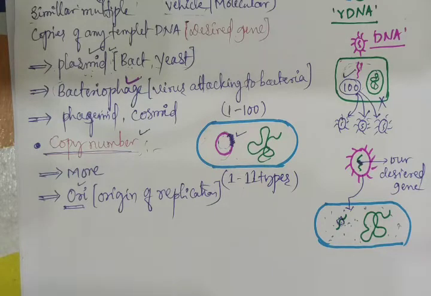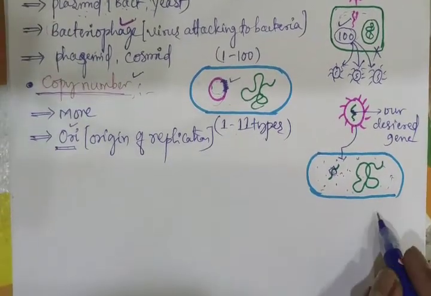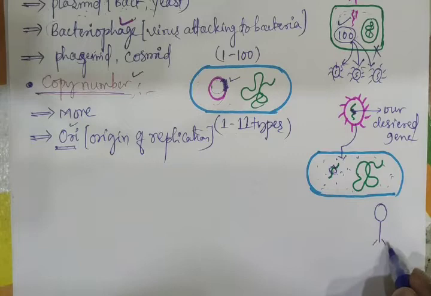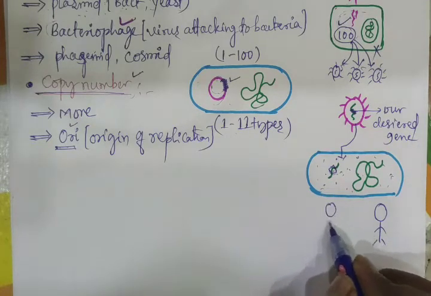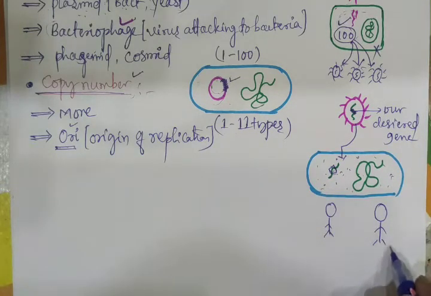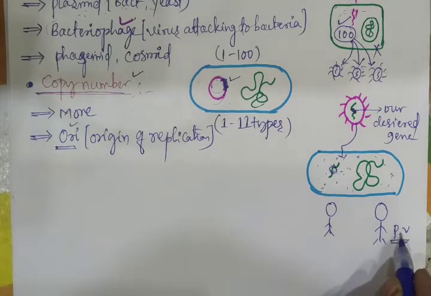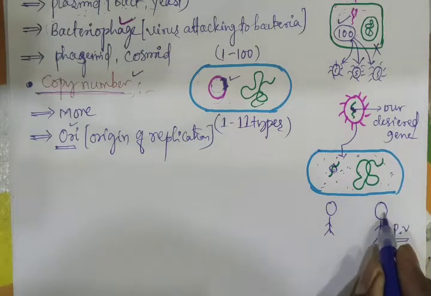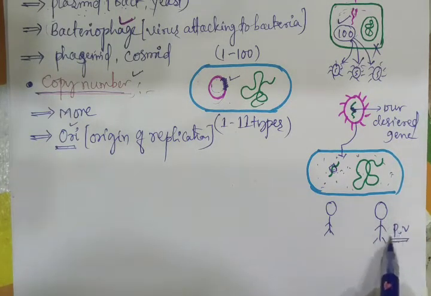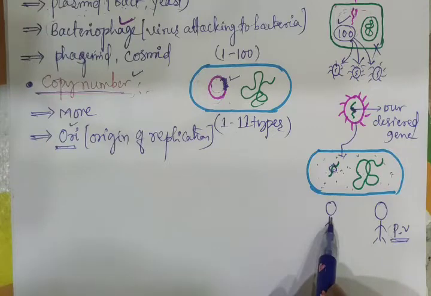So just a very simple thing I'm talking about. Here one person is there, and here one more person. This person is having Plasmodium vivax, the organism which will cause malaria. Plasmodium vivax is already causing malaria to this person. These Plasmodium vivax should be transferred to this healthy person.